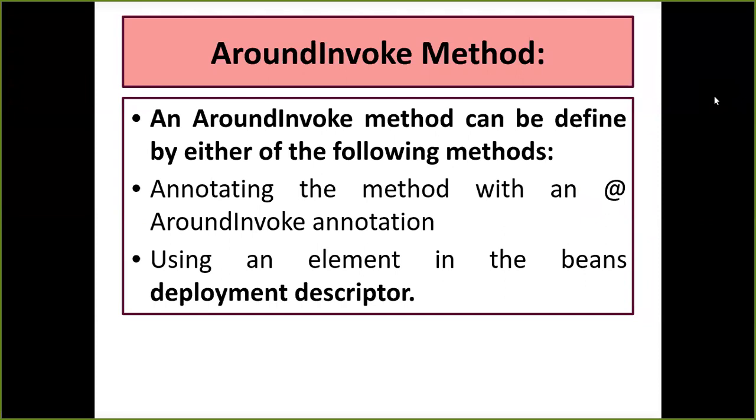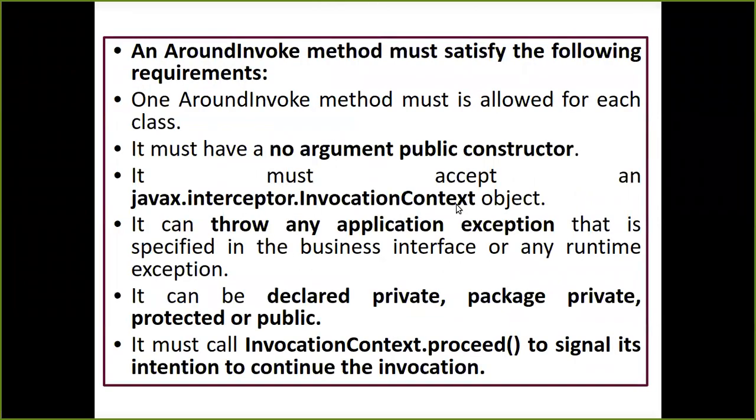So ejb-jar.xml is the deployment descriptor of your EJB. Similarly, like we had web.xml for servlets, for EJB we have the ejb-jar.xml file, which is considered your deployment descriptor. Fine. Now, the @AroundInvoke method must satisfy the following requirements. It must have access to all the classes which you are going to create inside your EJB file. It should have a public constructor, but it should be the default constructor. There's no need for any argument.